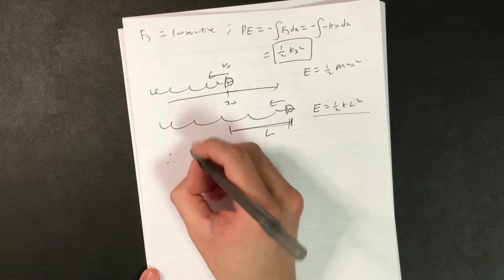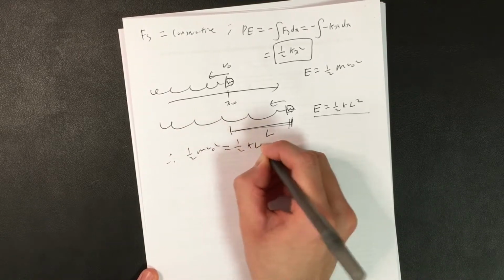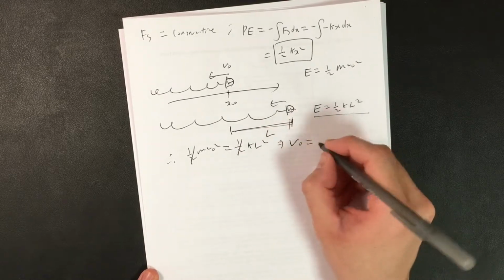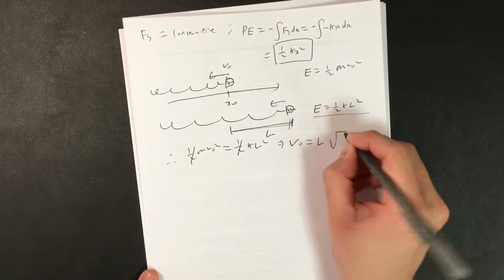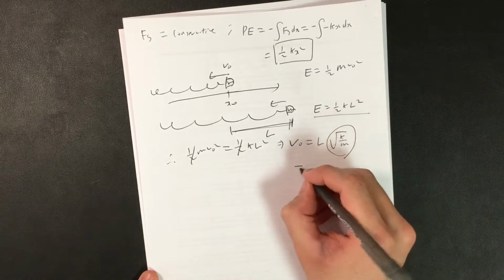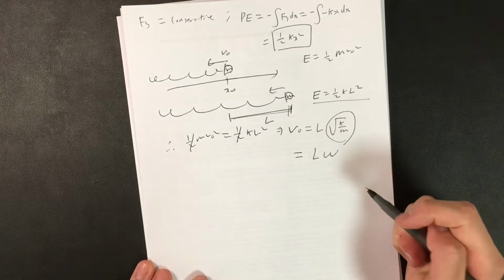Therefore, from conservation of energy, 1/2 mv0 squared equals 1/2 kL squared. And solving for v, I get v0 equals L times the square root of k over m. And note that the square root of k over m was equal to omega, in which case this equals L times omega.